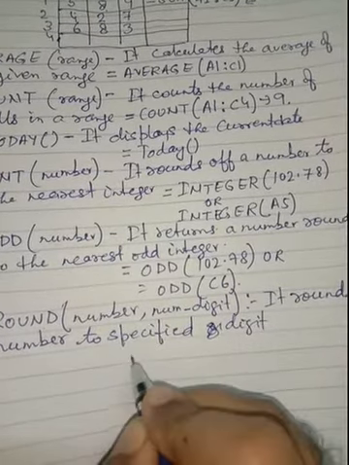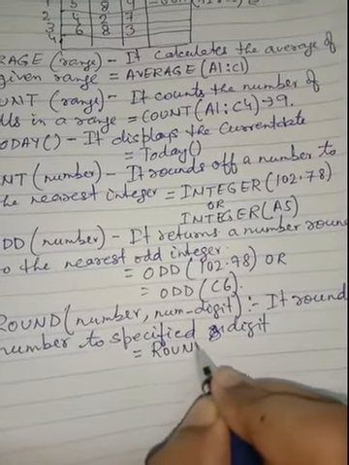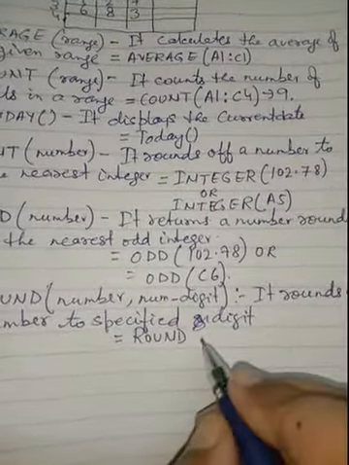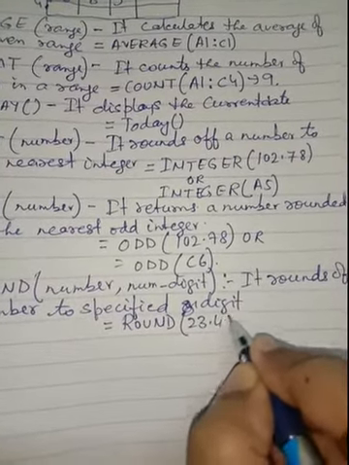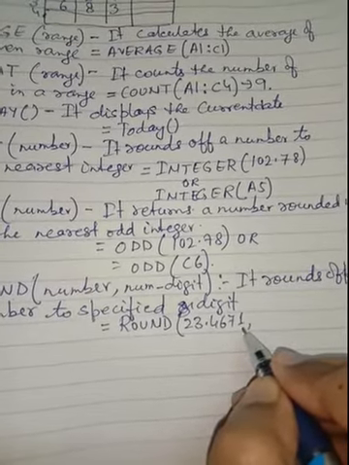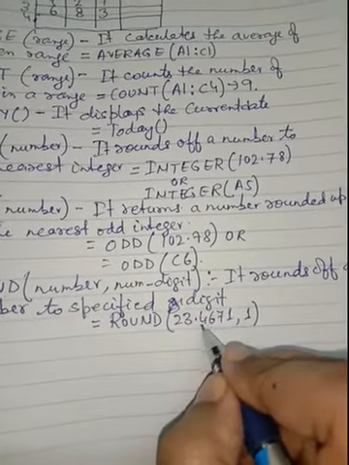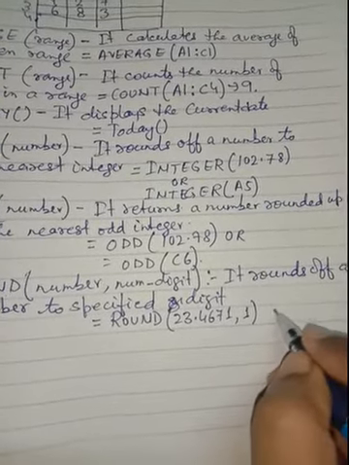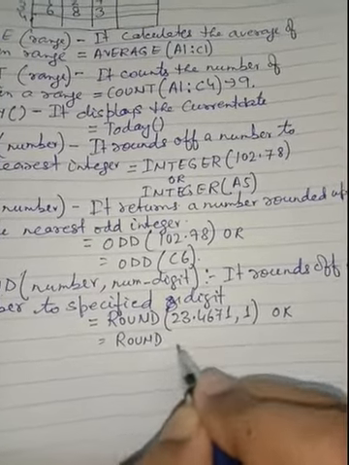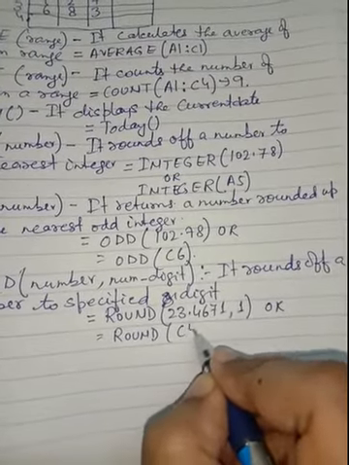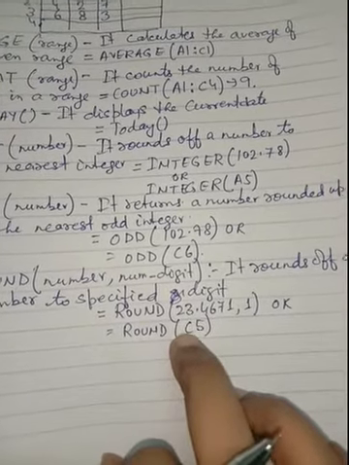How will we use it? We will be using it like equal to ROUND, and then we will write first of all the number, suppose 23.4671, and the number of digits that we have to round it to is 1. After the decimal, 1 place we want to round off. Or we can write equal to ROUND and then the cell address. We can write the cell address over here also, like suppose C5 is a cell address that contains a value which we want to round.